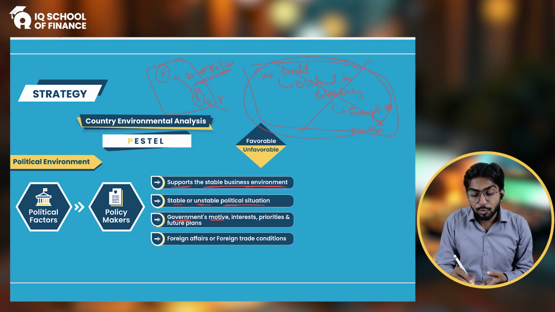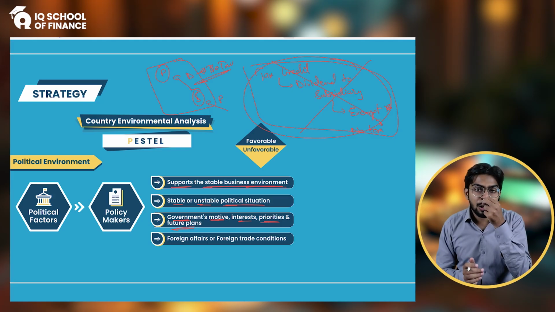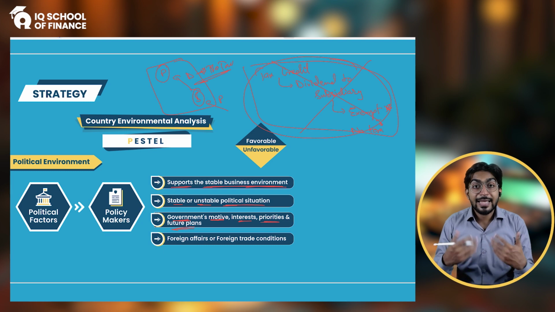Then the government's motive, interest, priorities, and future plans. You need to understand what the government motives are. What are their manifestos? We all know that whenever there are elections, all the contesting parties sell their manifestos. They tell you that these are our motives, these are our plans, how we are going to change the fortunes of the country. We are going to promote the industries, the manufacturers, the exports, the employment, we are going to reduce the tariffs, reduce the energy prices, and so on, to help you.